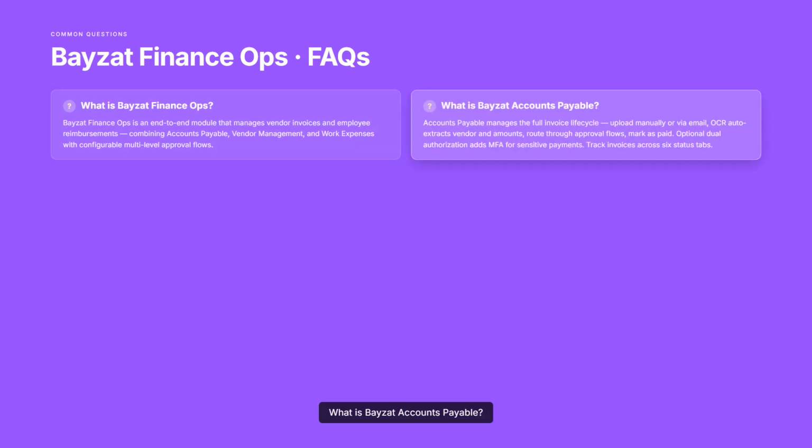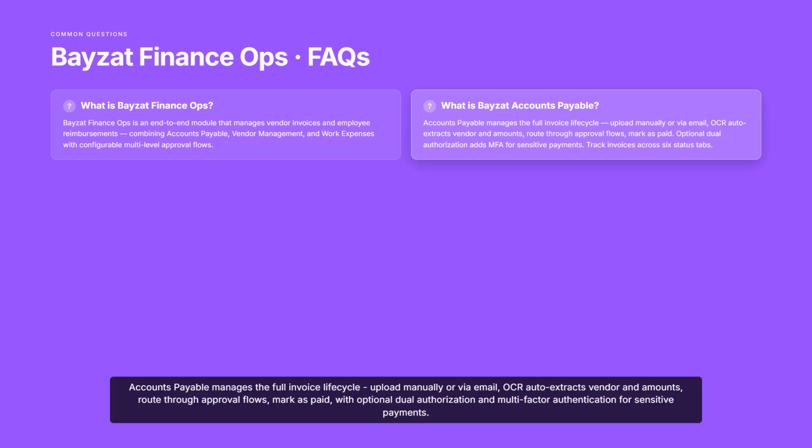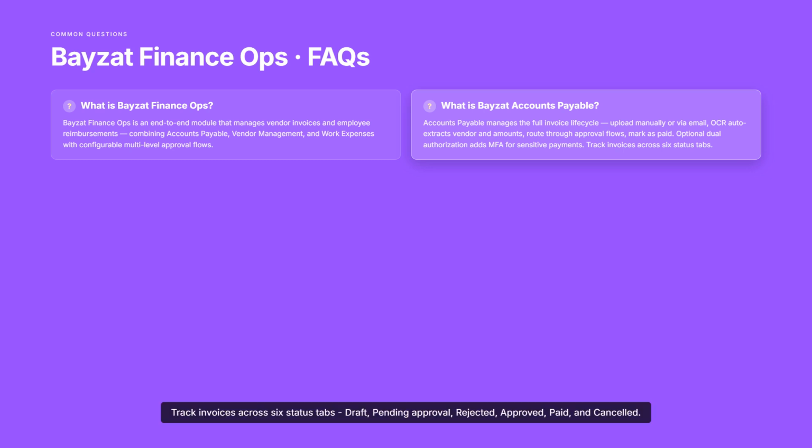What is Bayzat Accounts Payable? Accounts Payable manages the full invoice lifecycle. Upload manually or via email. OCR auto-extracts vendor and amounts, route through approval flows, mark as paid, with optional dual authorization and multi-factor authentication for sensitive payments. Track invoices across 6 status tabs: Draft, Pending Approval, Rejected, Approved, Paid, and Cancelled.